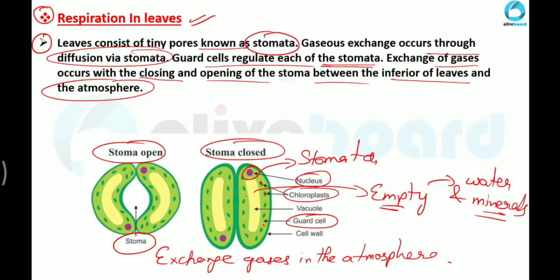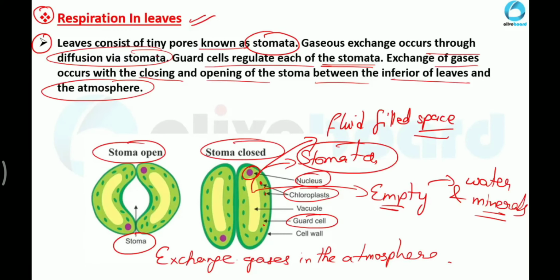This is a fluid filled space in this cell, basically the stomata. Obviously it is a cell. Why is it a cell? Because the nucleus is there. And these are the two stomata, and this place is basically an opening. With the help of this opening, exchange of gas takes place in stomata.